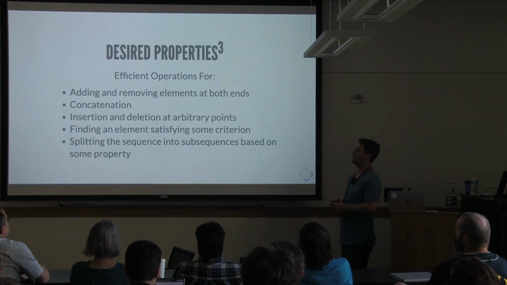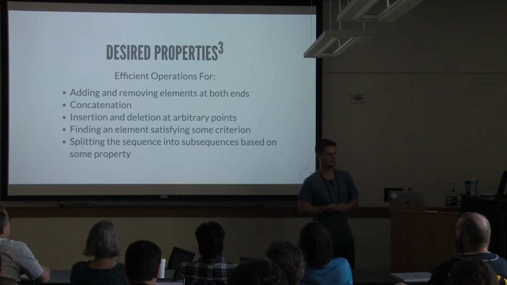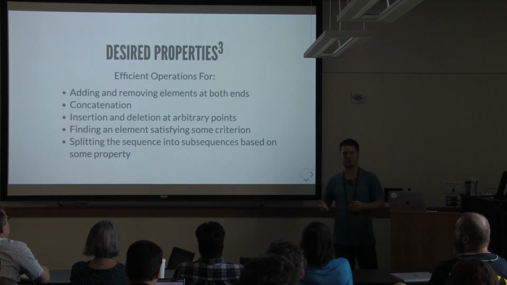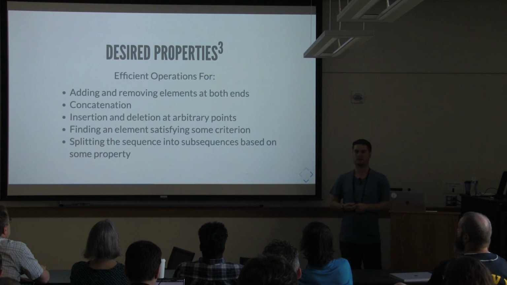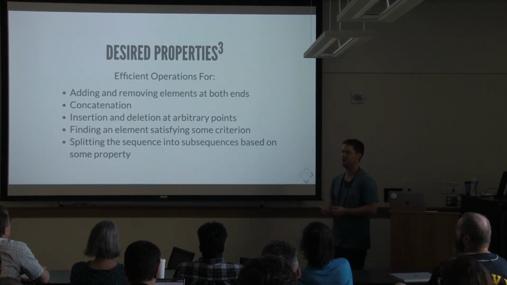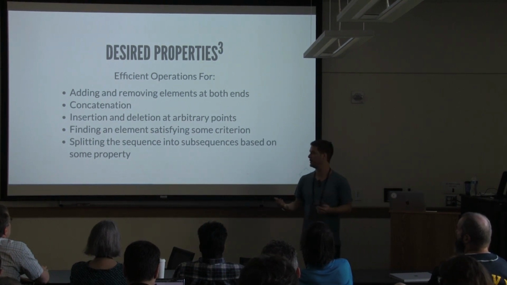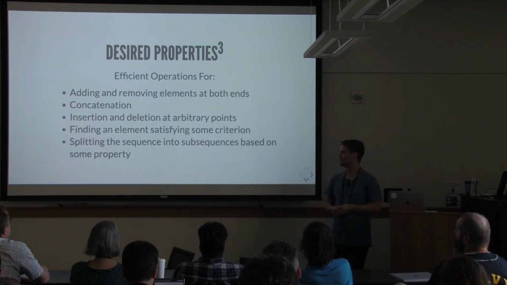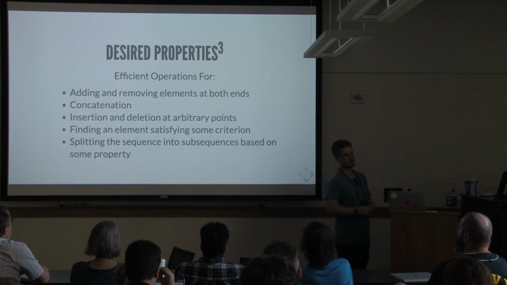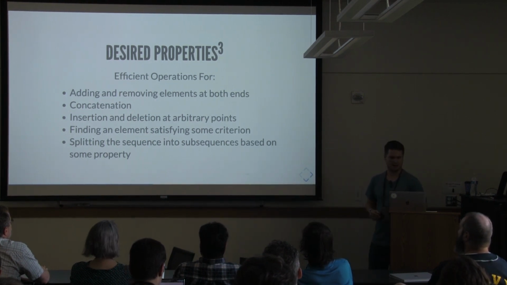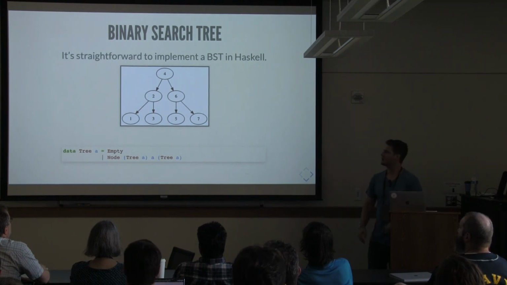What do we want in a better data structure? If we want some kind of general structure, ideally we'd like efficient operation of adding and removing from both ends, concatenation, insertion, and deletion at any point. Still want to be able to find things efficiently, and I want to be able to split this up. So if you think about doing a lot of those in a list, it's not great. So let's start with the simplest tree.